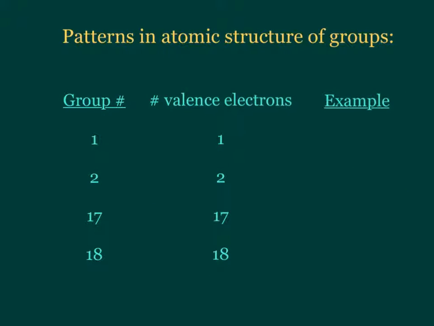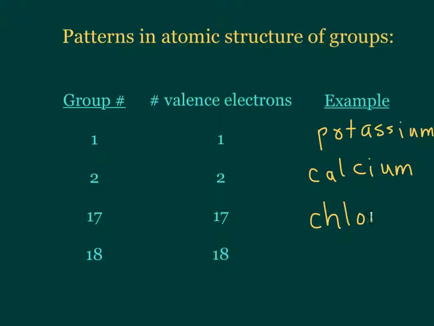There are patterns in the atomic structure of elements in some groups. For example, all elements in group 1 have 1 valence electron. For example, potassium. Elements in group 2 have 2 valence electrons. For example, calcium. Elements in group 17 have 7 valence electrons. For example, chlorine. Elements in group 18 have 8 valence electrons. For example, argon.